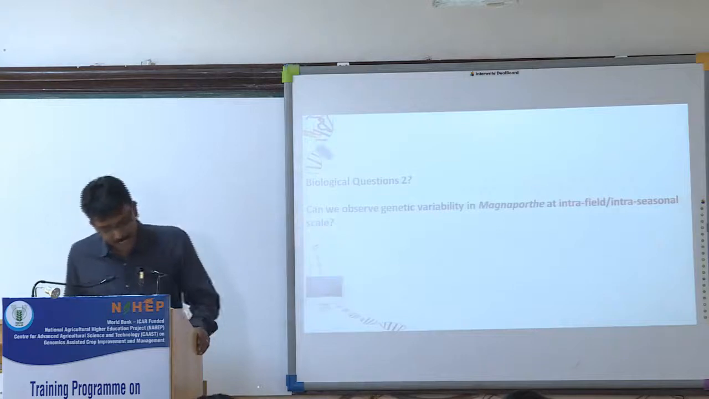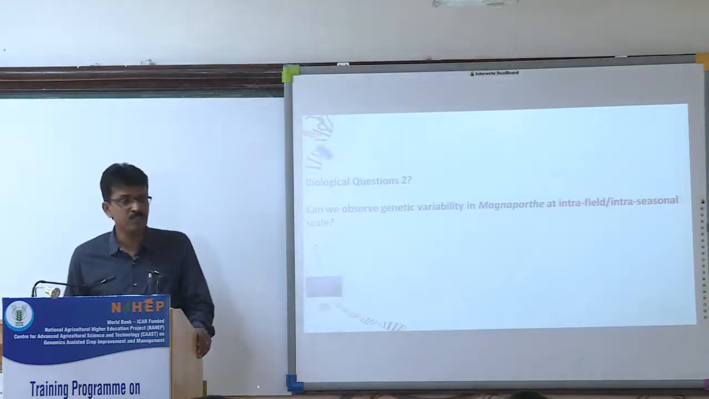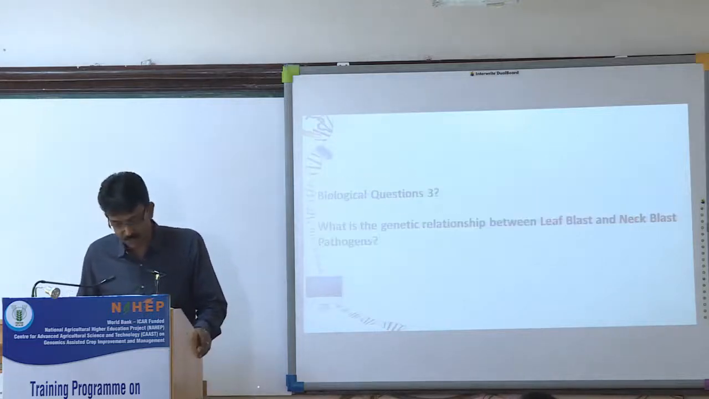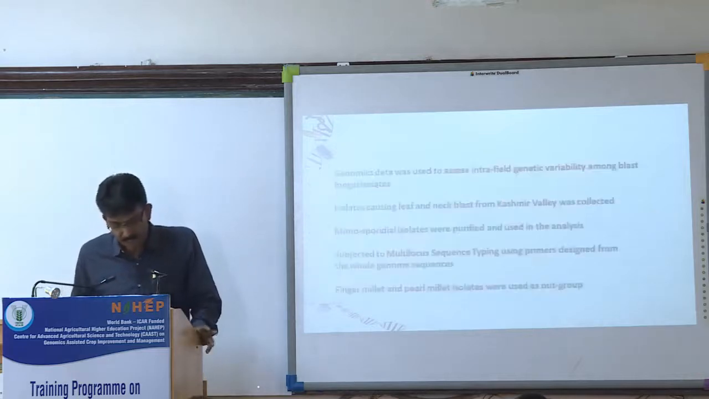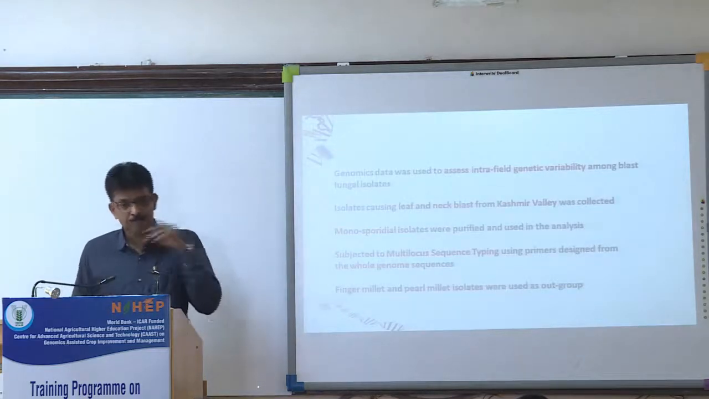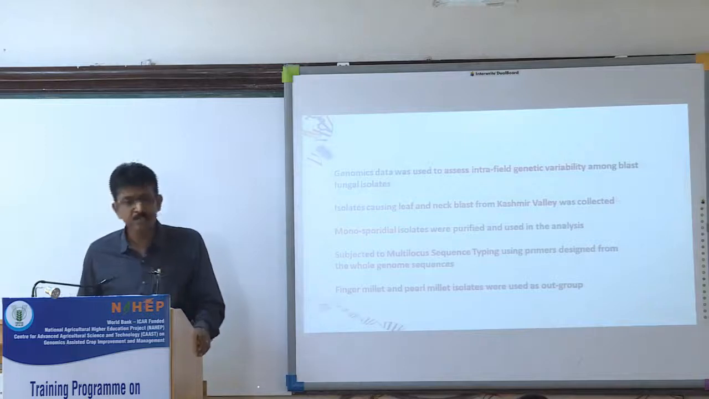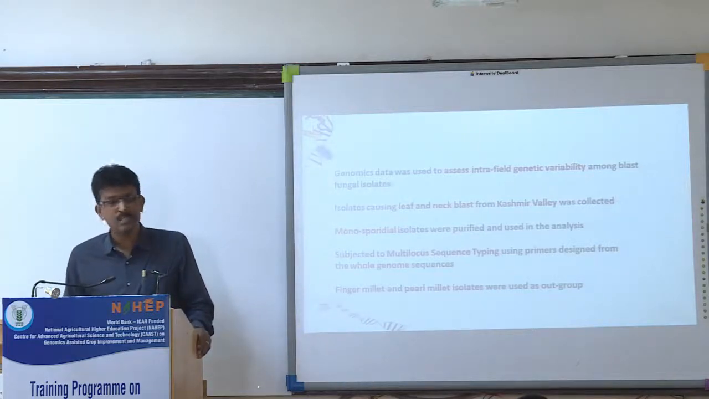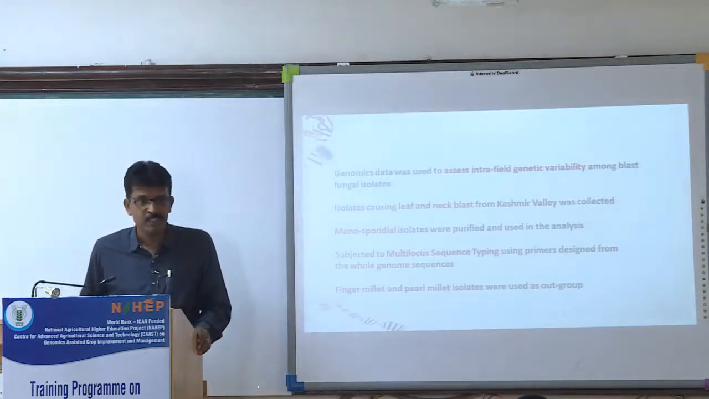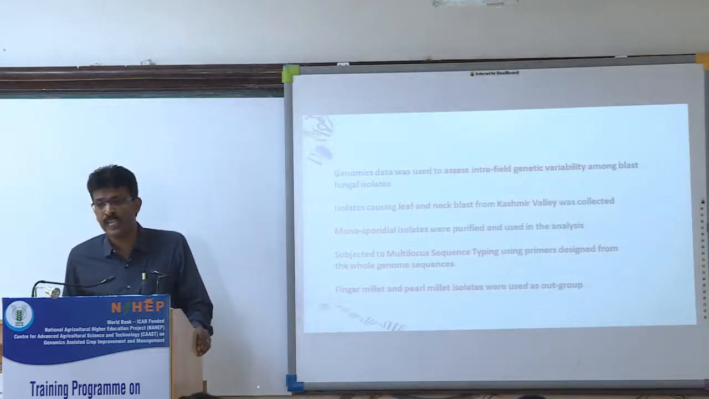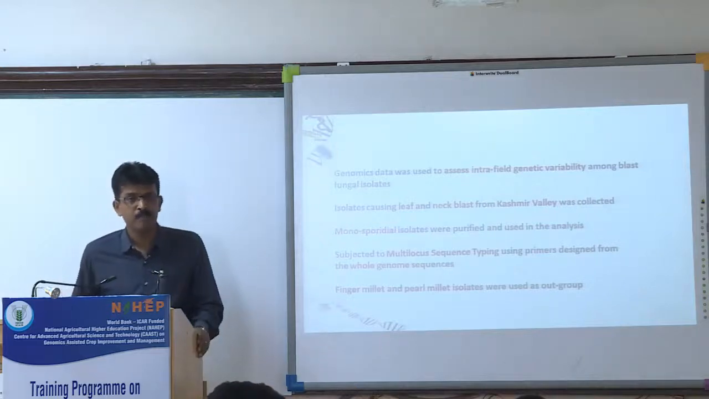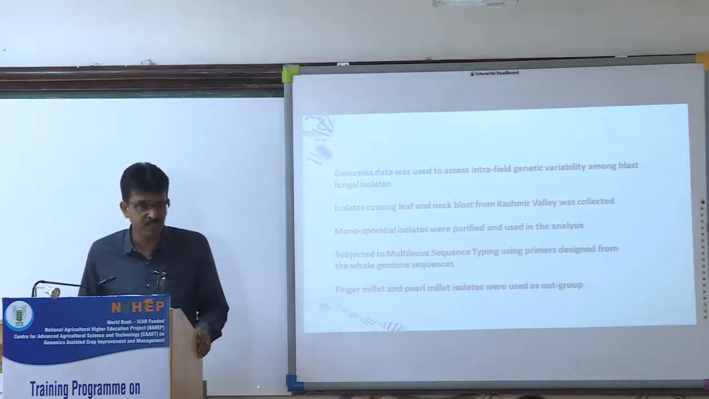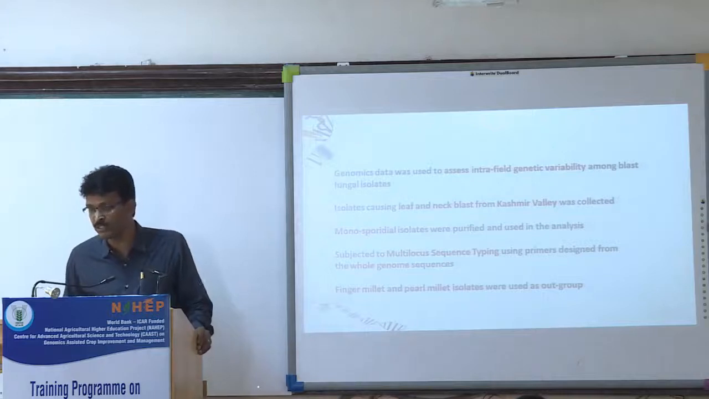Okay, I will continue. The genetic variability in intrafield. So, this is another very tricky question we just wanted to answer, and again the link between leaf and neck blast. So, here what we have done, we have just selected some genomic regions. In total 18 genomic regions we have selected, and 11 of them have a role in housekeeping functions in Magnaporthe, and 7 of them have virulence function in Magnaporthe.